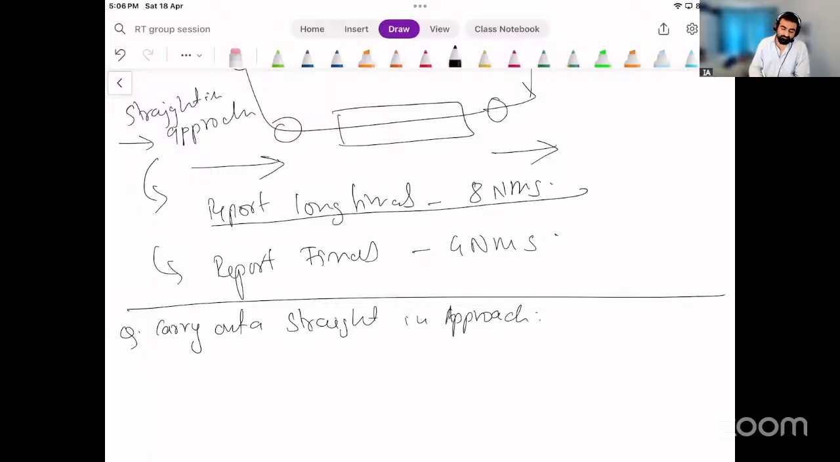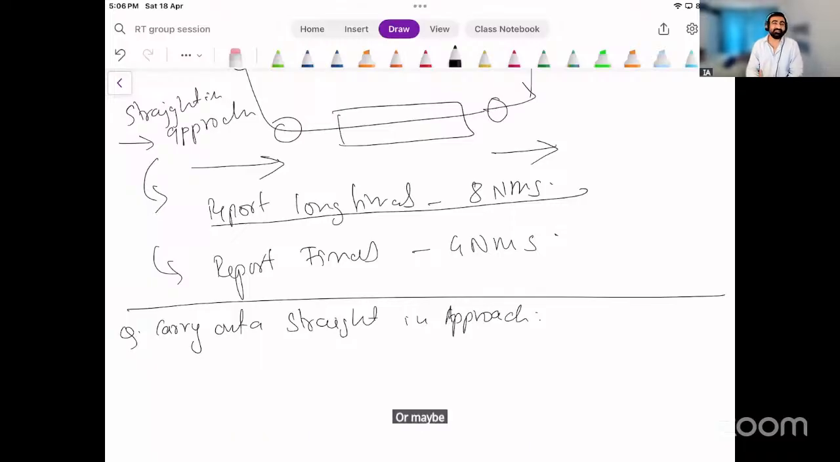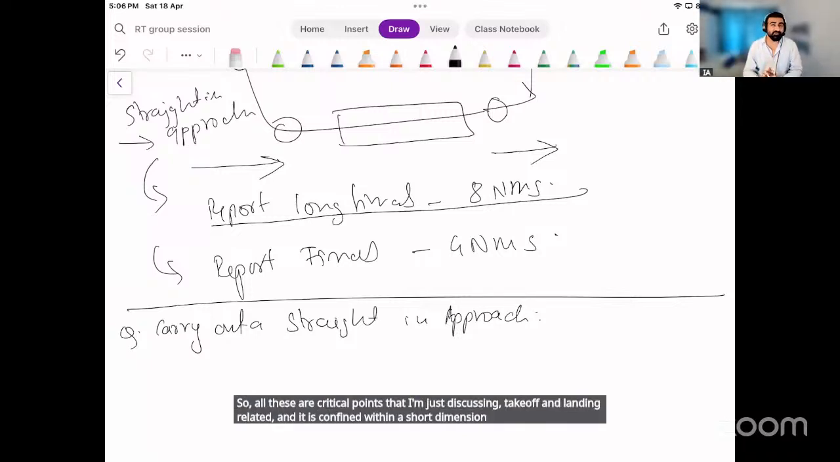And this is the same time when you might also request to the ATC that you will request for a low pass. A low pass is flying by the air traffic controller, maintaining the runway center line without attempting to land. And this is generally done for enabling a visual check of the aircraft undercarriage or maybe some other malfunction that is suspected. So all these are critical points that I'm just discussing, takeoff and landing related, and it is confined within a short dimension and bandwidth so that you don't get confused, you don't get anything wrong.